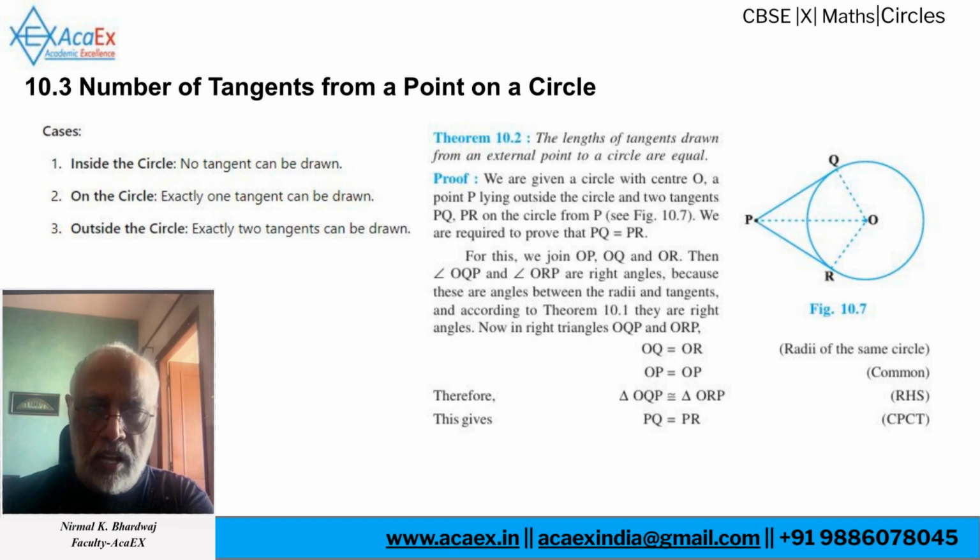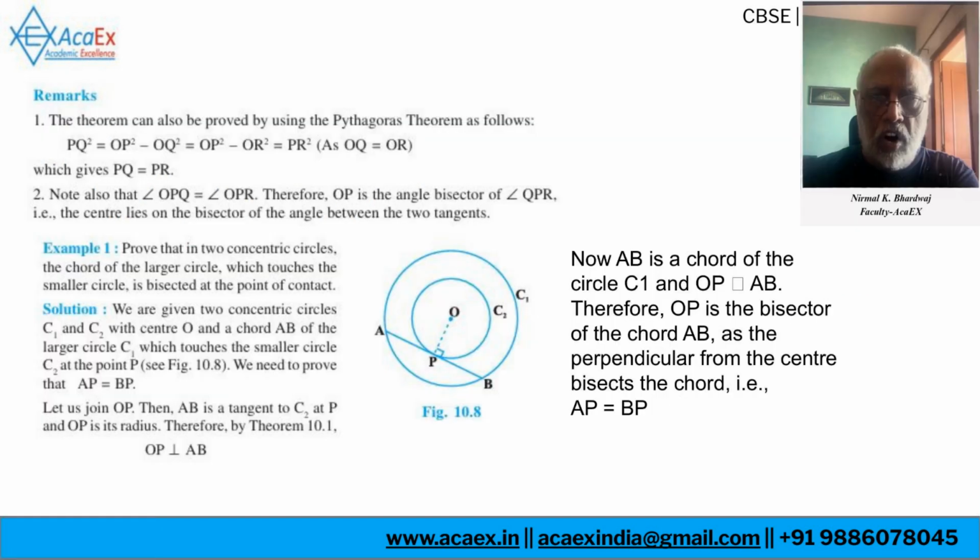In these two triangles, OQ equals OR, because they are both radii of the same circle. OP is common to both triangles. By the right-angle hypotenuse side RHS congruence rule, the two triangles are congruent. Therefore, the corresponding sides PQ and PR must be equal. It is also important to note that the center of the circle, O, lies on the bisector of the angle between the two tangents.